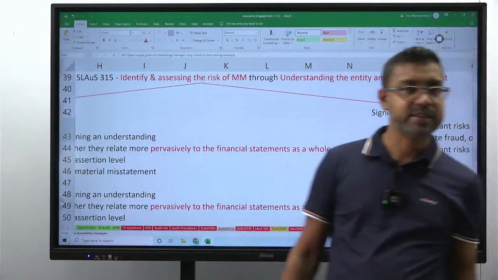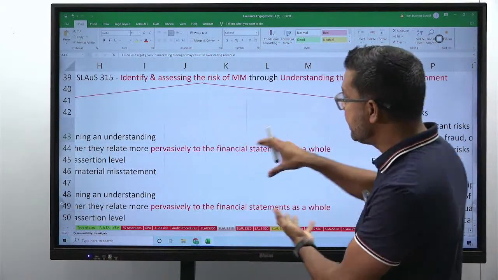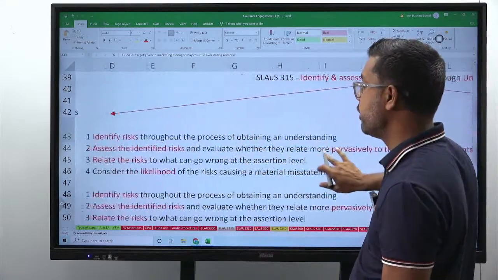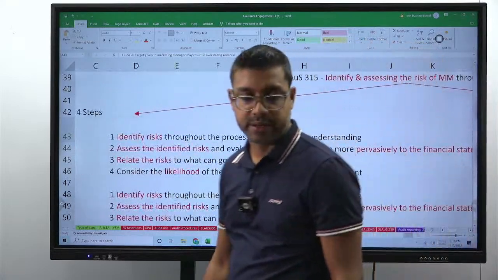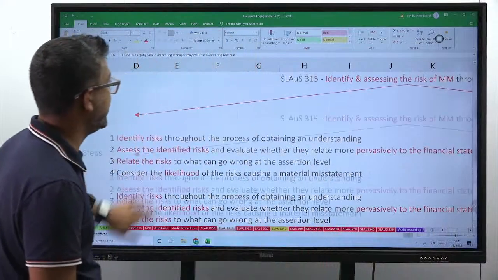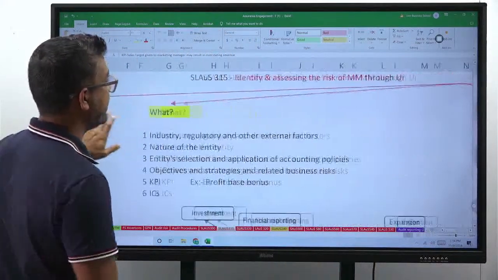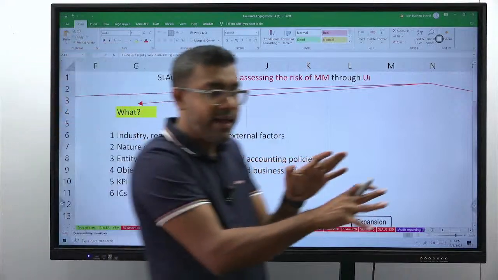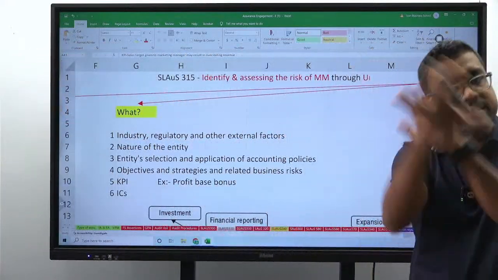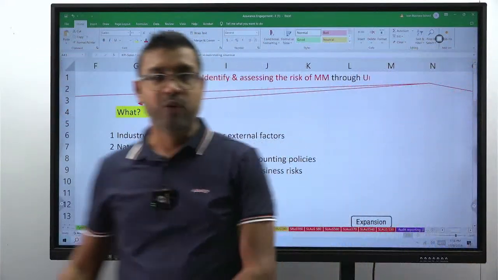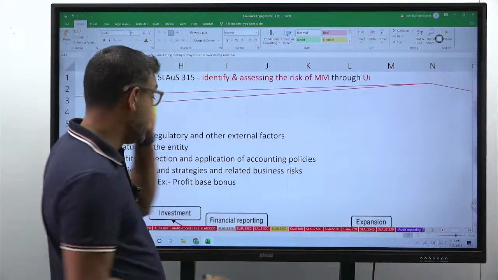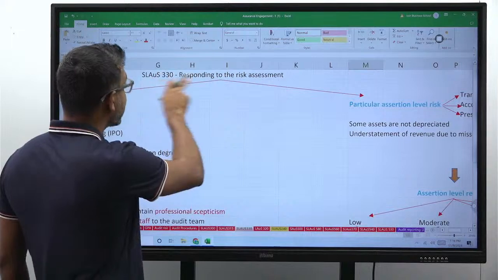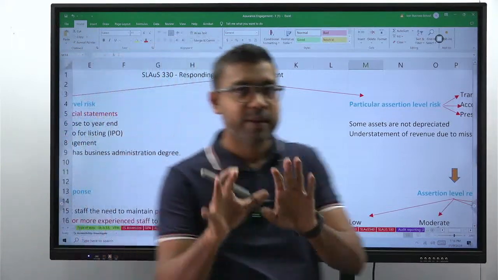Identify and assess risk of material misstatement. We did that, identified. How do we assess? There are 4 steps, and finally identify significant risk. And in the first part of the standard we explained understanding the entity and its environment. So basically risk assessment, identifying risk and assessing risk, is 315. Once you identify and assess risk, auditor, you can't sleep properly. You have to respond to the assessed risk.